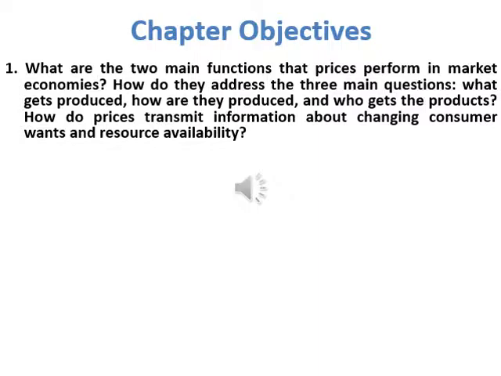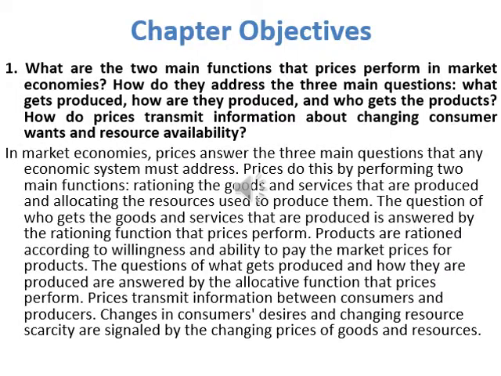In market economies, prices answer the three main questions that any economic system must address. Prices do this by performing two main functions: rationing the goods and services that are produced and allocating the resources used to produce them. The question of who gets the goods and services that are produced is answered by the rationing function that prices perform.